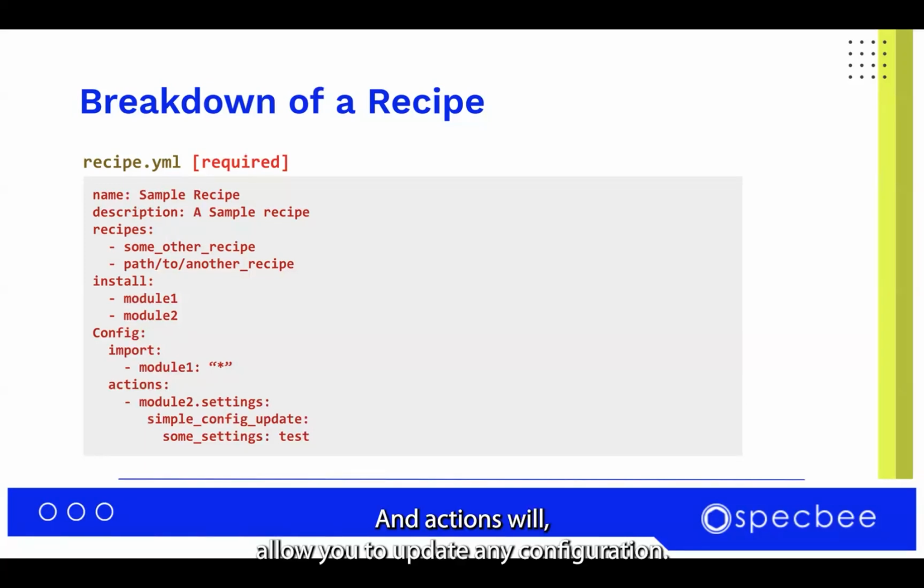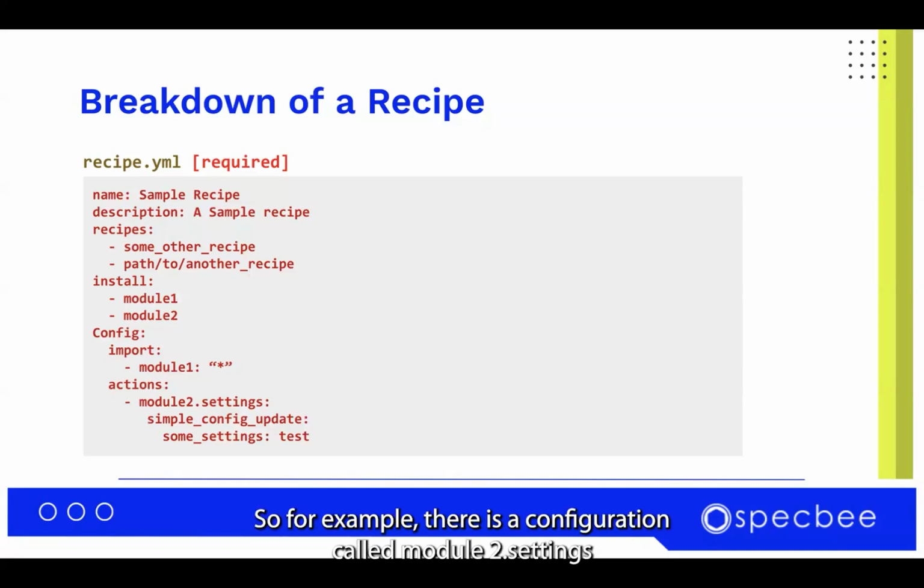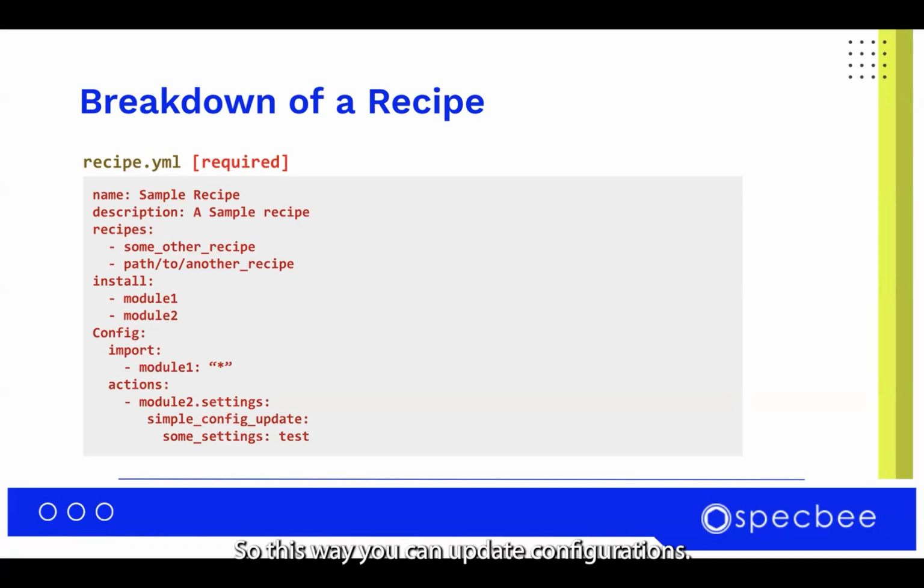And actions will allow you to update any configuration. So for example, there is a configuration called module2.settings. And inside module2.settings, there is some setting which has a value of null. But when I apply my recipe, I want that module2.settings some_setting flag to be set to, let's say, test. So I'll define a config action which will update the module2.settings configuration and update that some_setting configuration key to a test value. So this way you can update configurations.